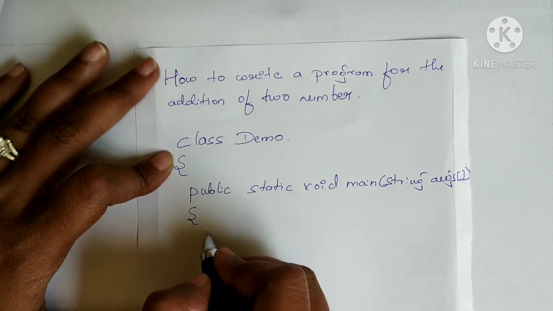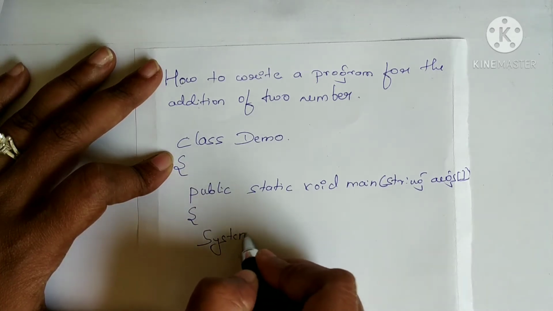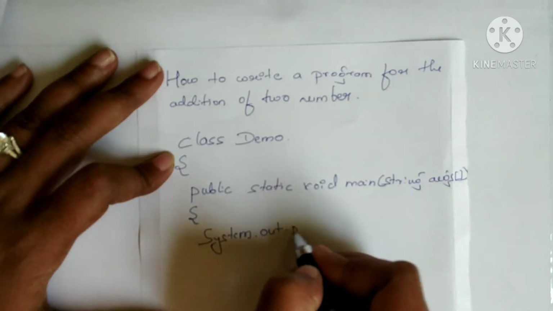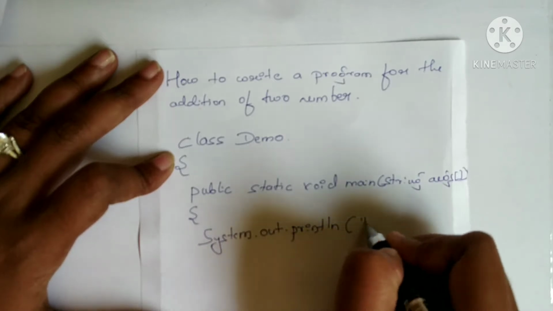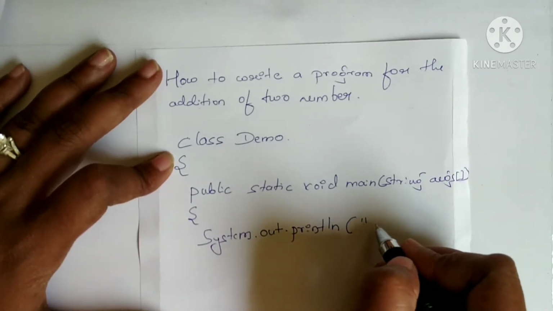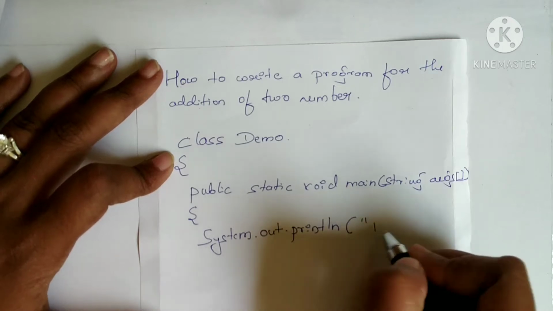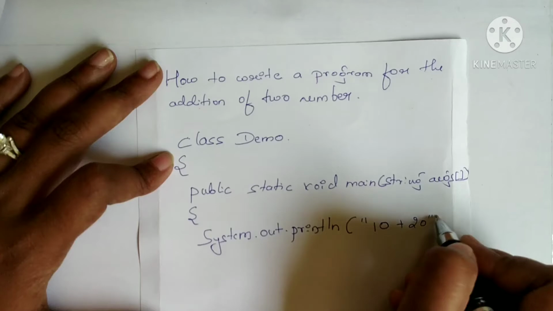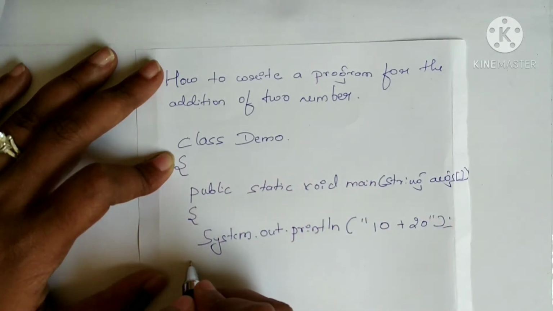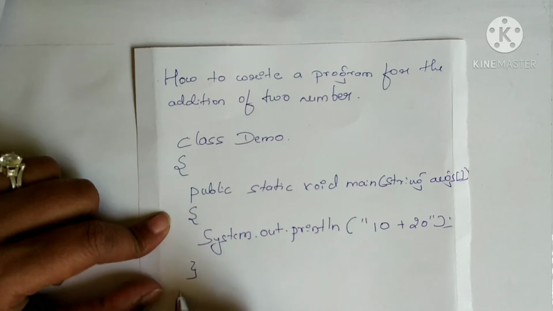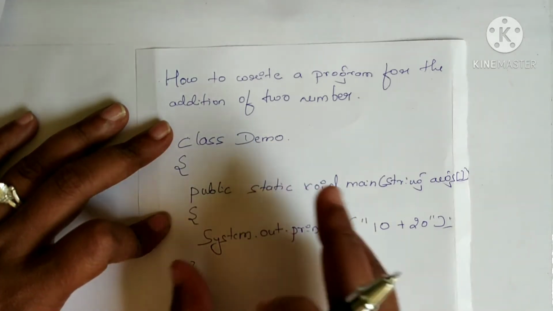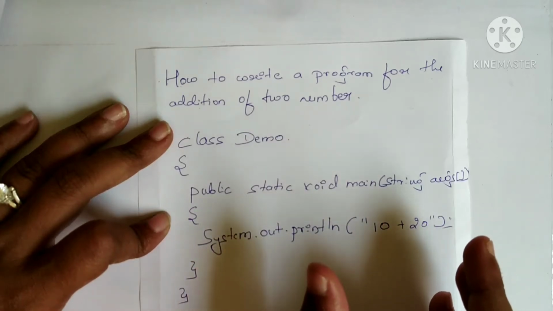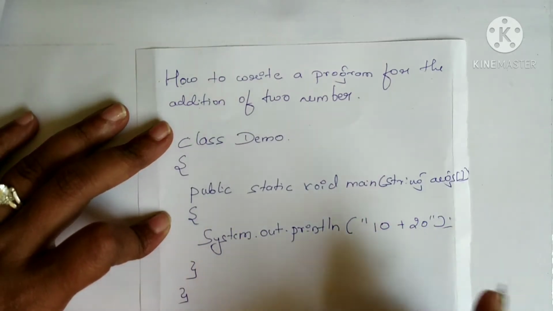In this we are going to write System.out.println. In this we are going to add two values, those are 10 plus 20. Closing the main method, closing the main class. This is a simple way of adding two numbers in a Java program.